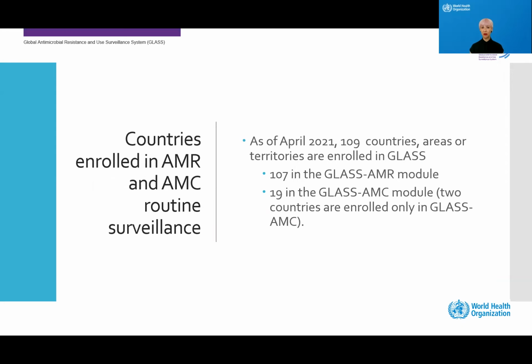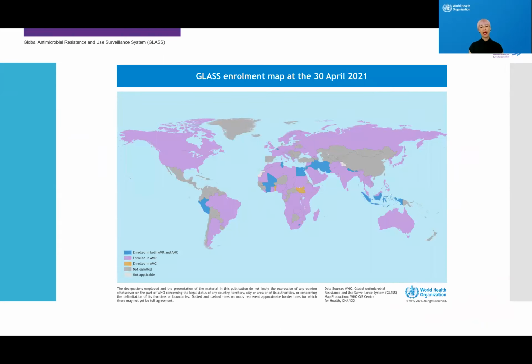But in April, we still had 107 countries enrolled in the GLASS AMR module and 19 countries enrolled in the GLASS AMC module. And in this map, you can see the countries shown in colors. In blue are the countries that are enrolled for both modules. Then we have in purple the countries enrolled in the AMR module, and in orange the countries enrolled only in the AMC module.